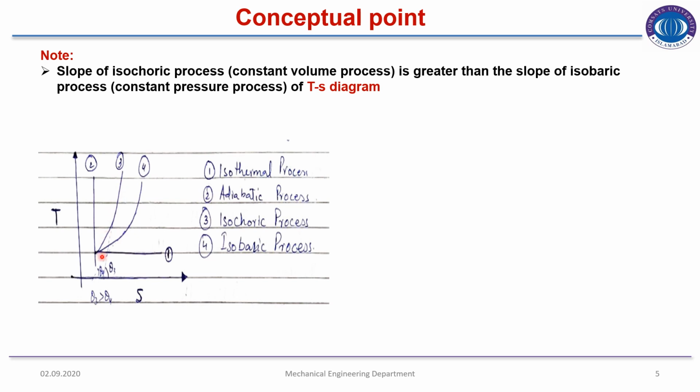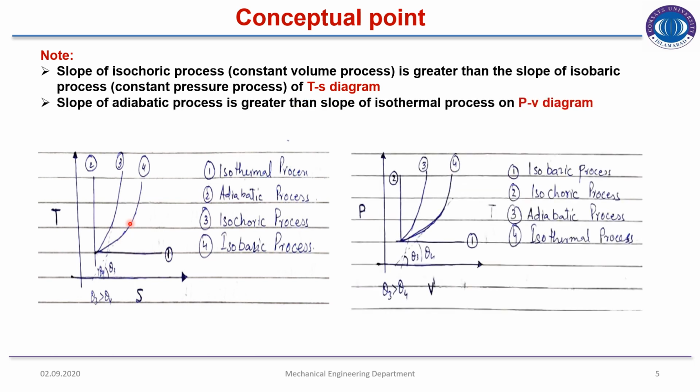For two processes given to you as curves, you will measure their slope, and the process that has a larger slope will be an isochoric process, and the one that has a smaller slope will be an isobaric process. The second note is that the slope of an adiabatic process is greater than the slope of an isothermal process on a PV diagram.